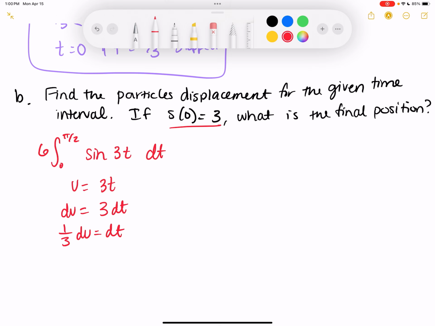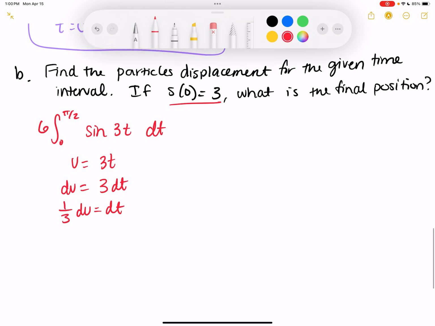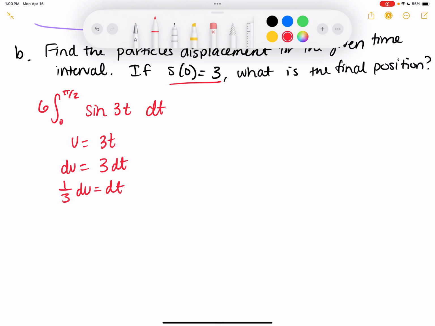So now I'm going to rewrite this. So 6 over 3, that's going to become 2. And then the integral from, I'm debating how I want to show this to you.